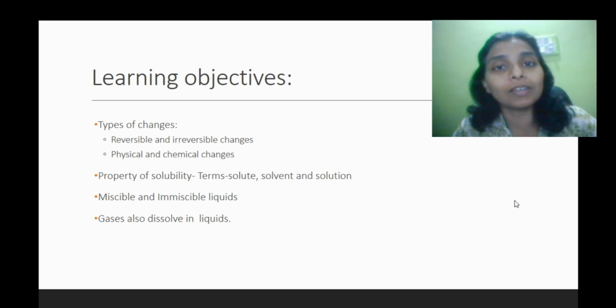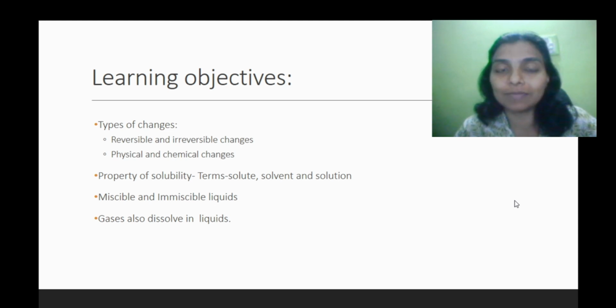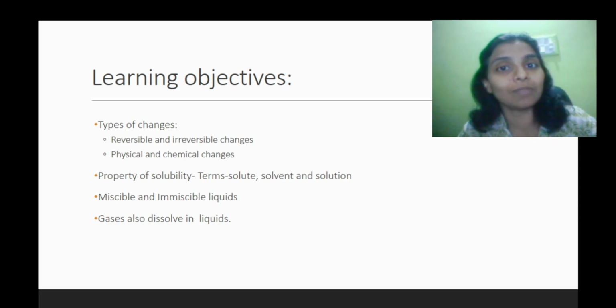You'll also be learning about the property of solubility of matter. You'll learn about terms called solute, solvent and solution. We'll be learning about miscible and immiscible liquids too. And you'll also be taking a close look at a scientific fact that gases also dissolve in liquids. So, are you ready for some learning?